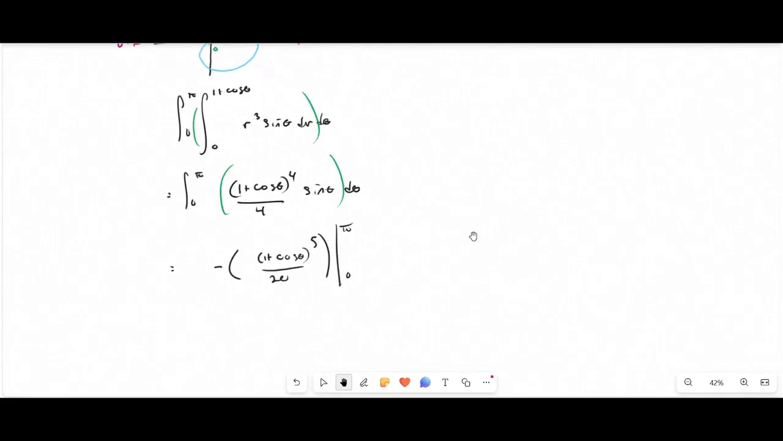Just keep this in mind. A lot of these integrals are like this, where you'll have one trig term outside, one inside a complicated expression, and you're just going to do a u sub. Okay, let's evaluate. If you plug in pi, cosine of pi is -1, so you get 0. If you plug in 0, you'll get 2. So this is 32 over 20, which is 8/5.